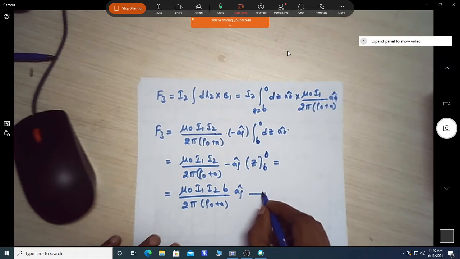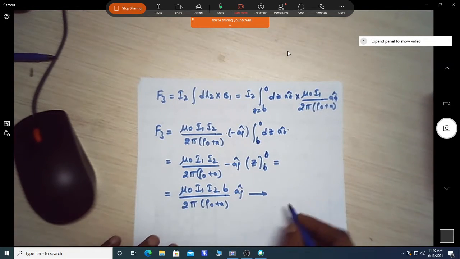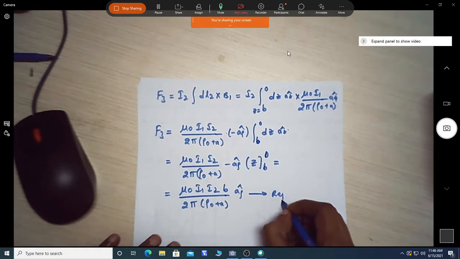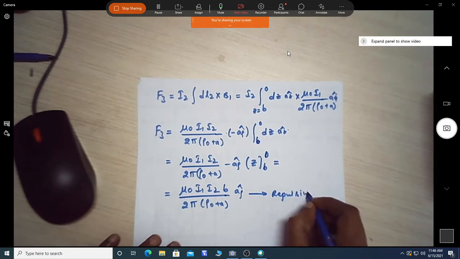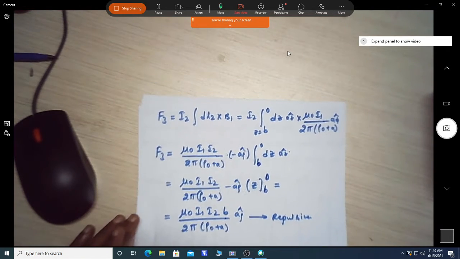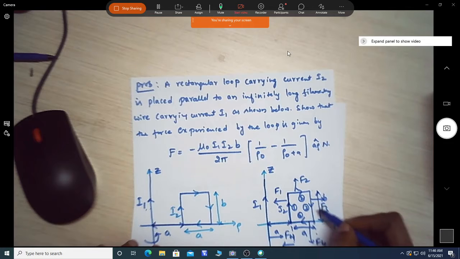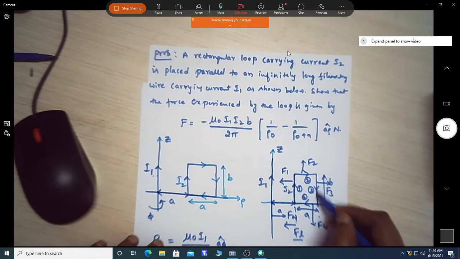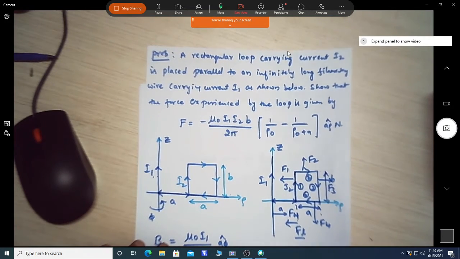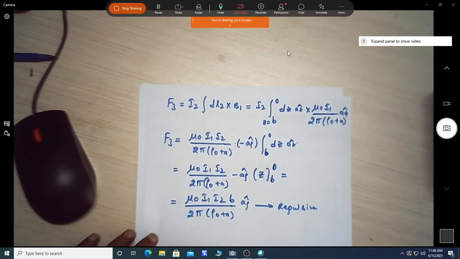So now we can see here the sign is positive, so it is repulsive. So both current carrying elements, you can see here, are in the opposite direction, so it will be repulsive.